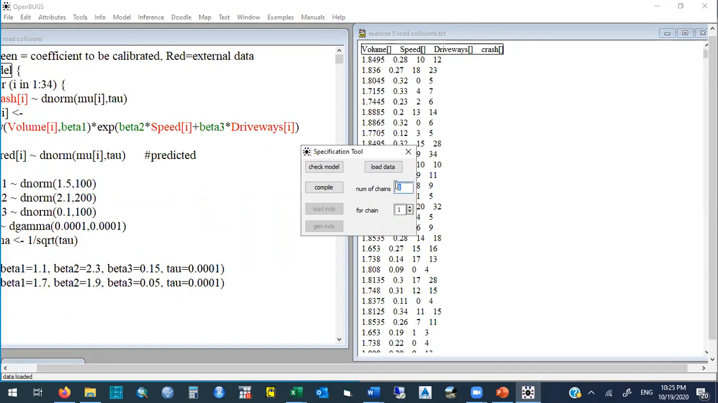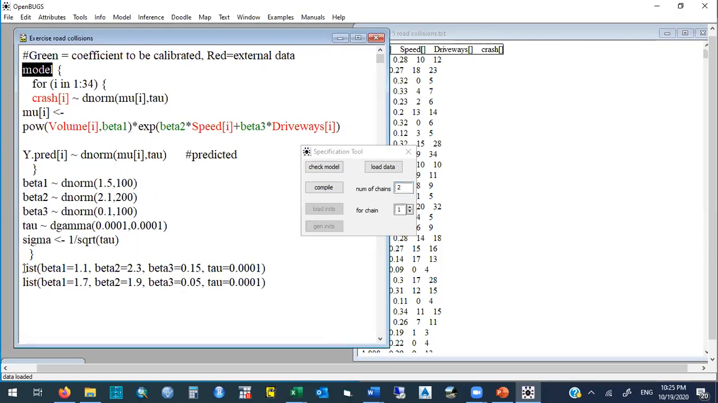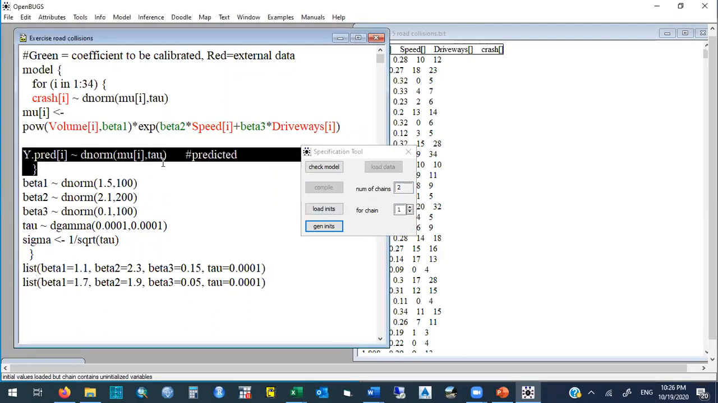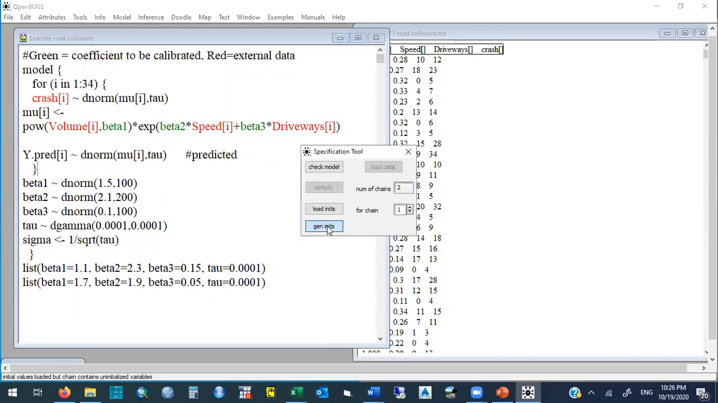And then the chains are points of departure for the simulation. So typically we use two. In this case, I have two. These are these two strings of values that I call list. So I say two, compile. And now I highlight the first departure point. I go for the second departure point. And because I'm trying to predict, then I need to initiate some other values.